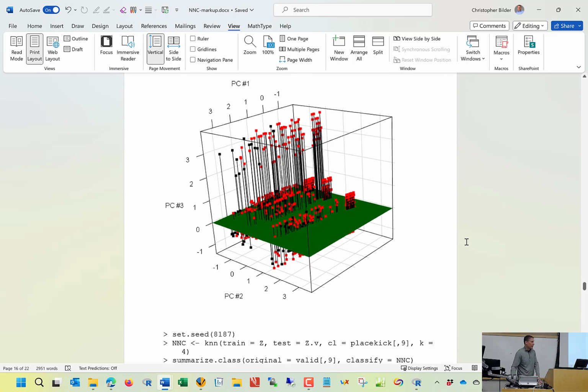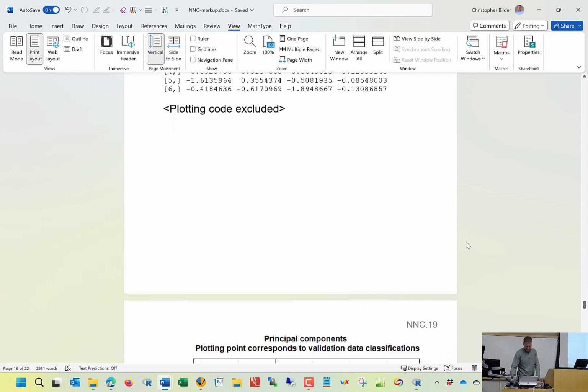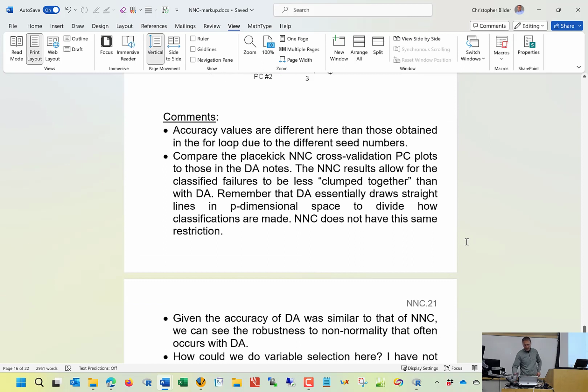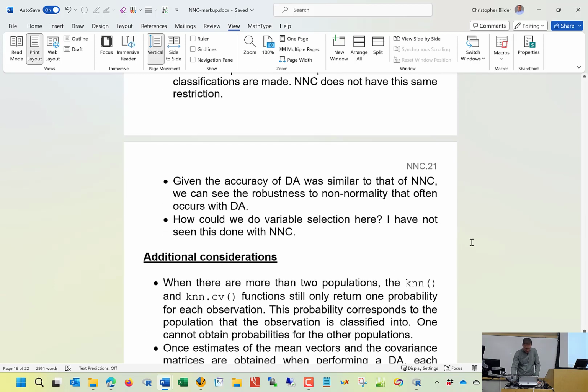And you can look at all this in 3D as well. Let's see here. And you could also look at it for the validation. You can look at those on your own. Okay. I guess the last note then, well, how would you do variable selection here? Now, I've never seen anybody actually do variable selection with nearest neighbor classification.